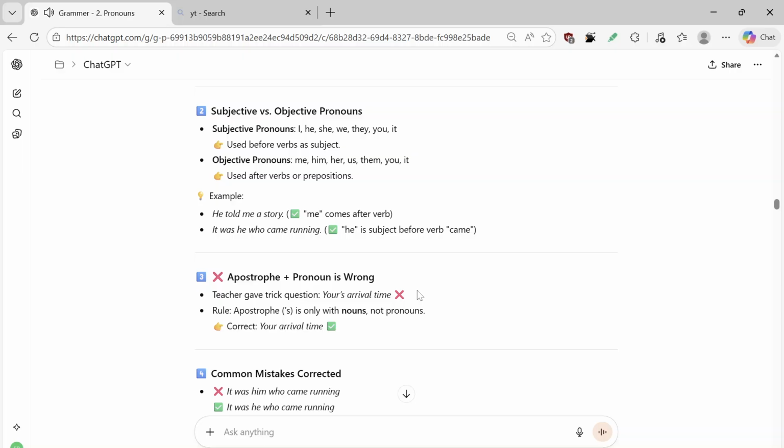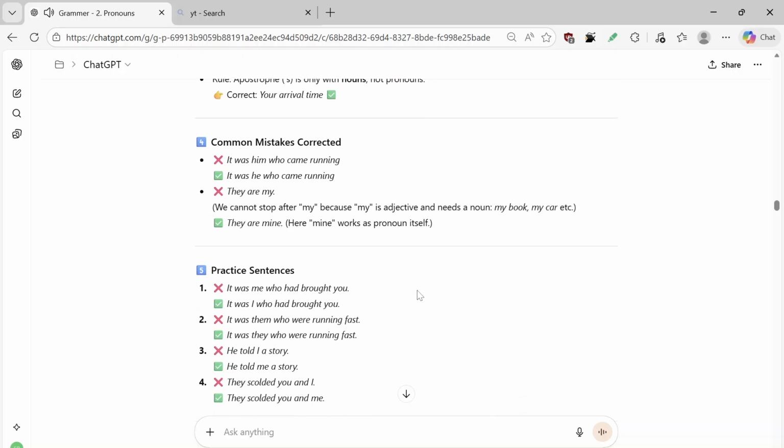Apostrophe with a pronoun is wrong. The teacher gave a trick question: "Your's arrival time." Rule: an apostrophe is only used with nouns, not pronouns. Correct: "Your arrival time." Common mistakes. Corrected: "It was him who came running" becomes "It was he who came running." "They are my." We cannot stop after "my" because "my" is an adjective and needs a noun: my book, my car, etc. "They are mine." Here "mine" works as a pronoun itself.